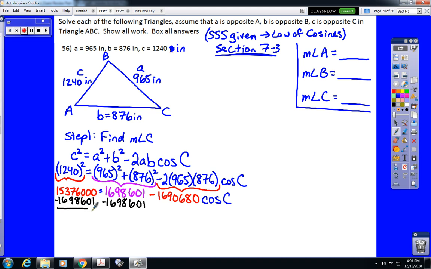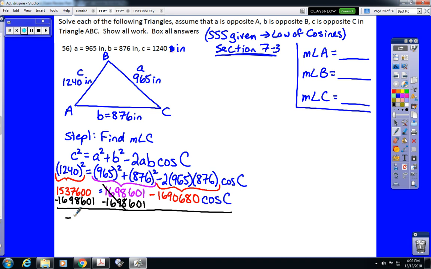Be very careful typing that into the calculator. I must have too many zeros on that number. Let me check that number real quick. 1240 squared. Yeah, there should only be 2 zeros on that number. There we go. And we're subtracting that. That's all better. I just put too many zeros on it when I typed it in the calculator.